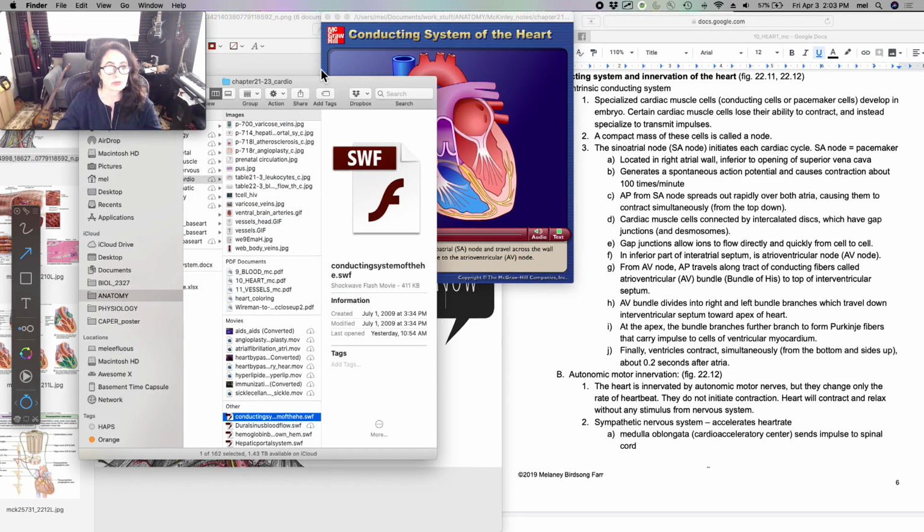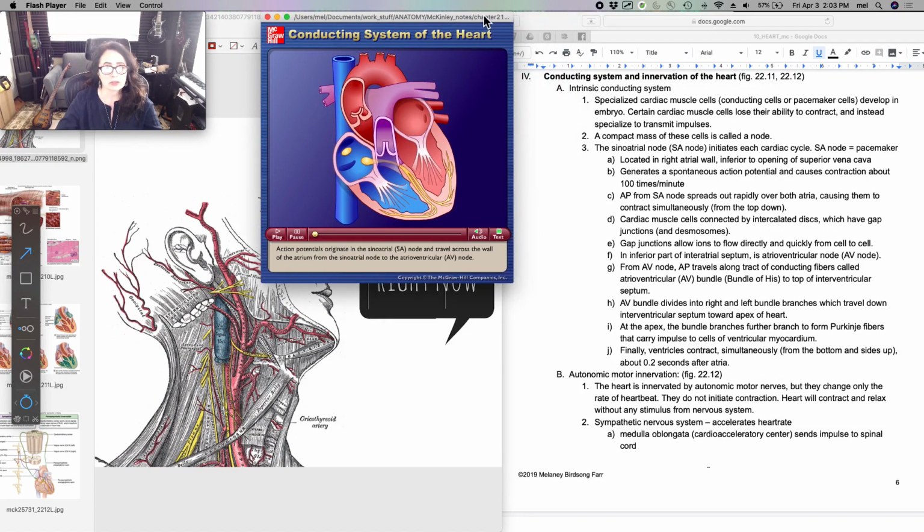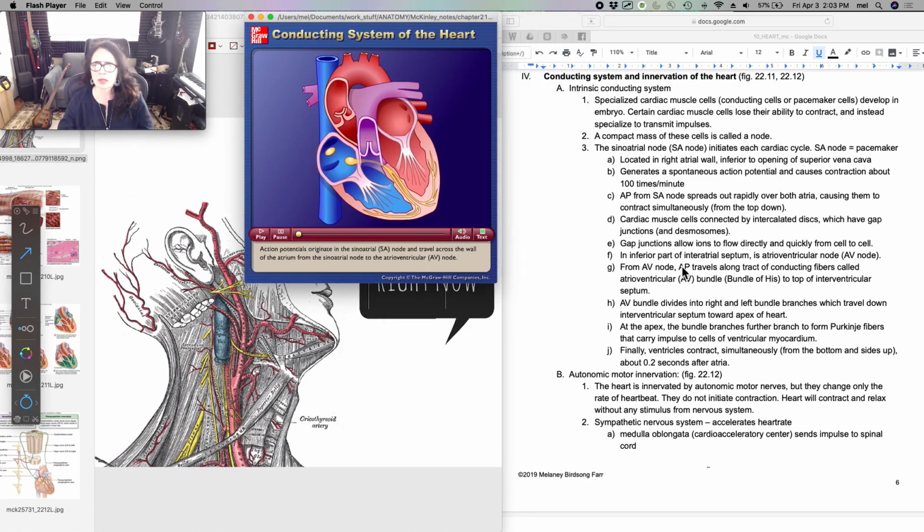So the conducting system of the heart. You guys are doing heart this week and vessels next week, I think, if that's right. Okay, so couple things I want to tell you.